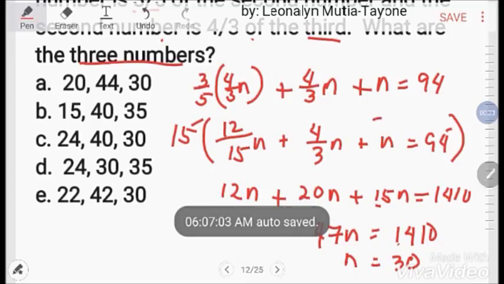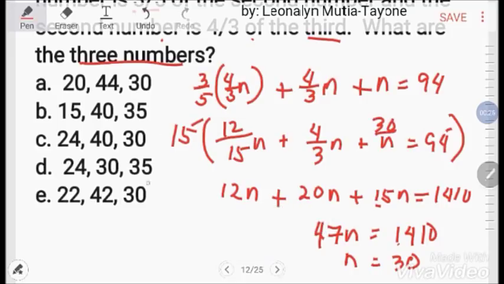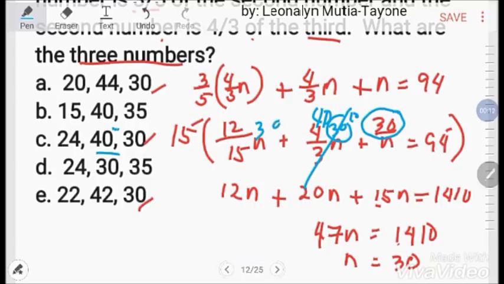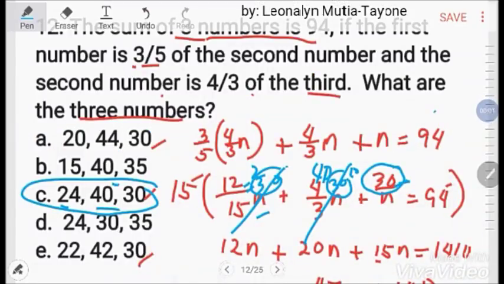So, ito ay 30. Saan ba ang may 30 dito? Tatlo. So, ang equivalent ng n ay 30. So, ito ay 30 din. And this will be 40. Ito na, 40. And then, ito naman si 30 naman din ito, 24. So, the answer is letter C. 24, 40, 30.